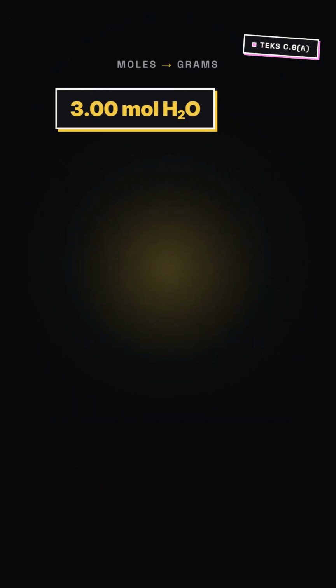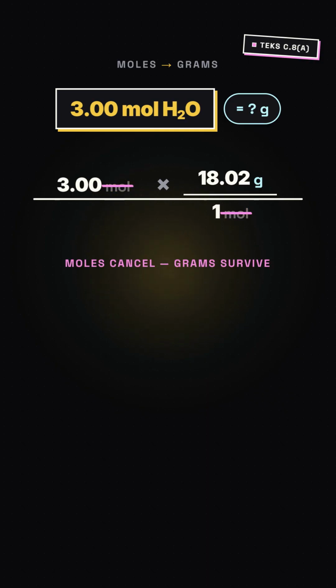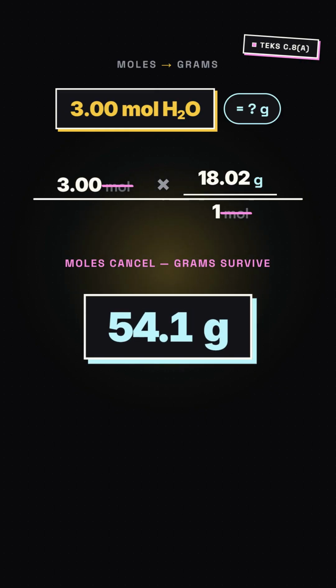So, 3 moles of water. How many grams? Multiply by the molar mass. 3.00 moles times 18.02 grams per mole. Moles cancel, and you're left with grams, 54.1 grams.